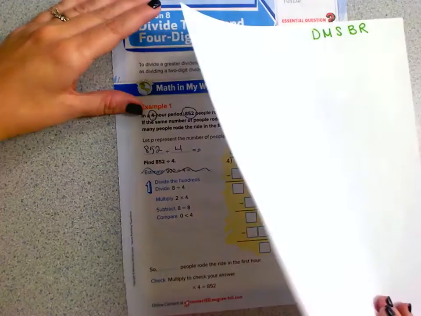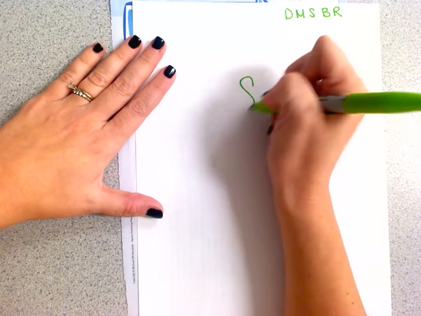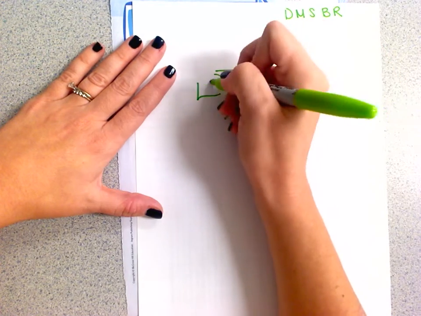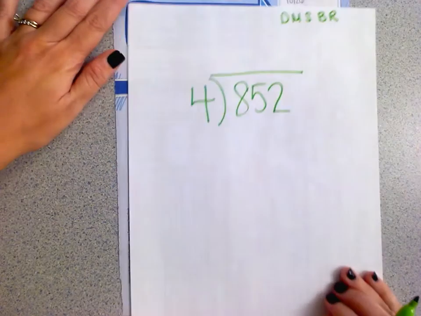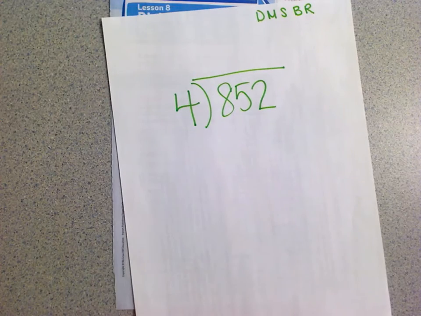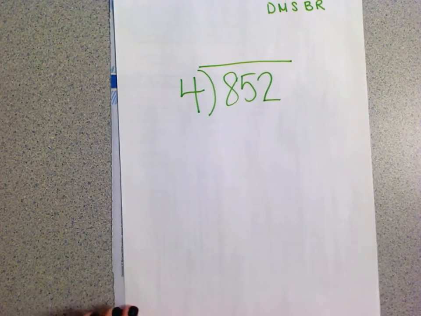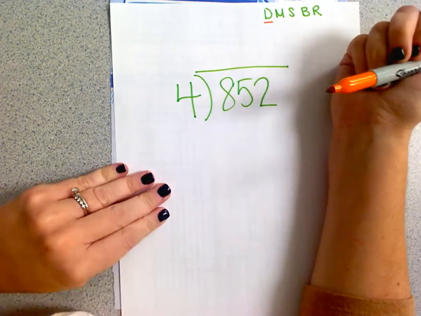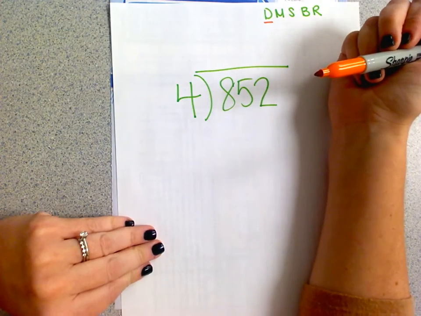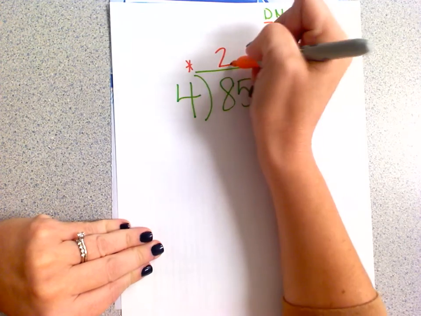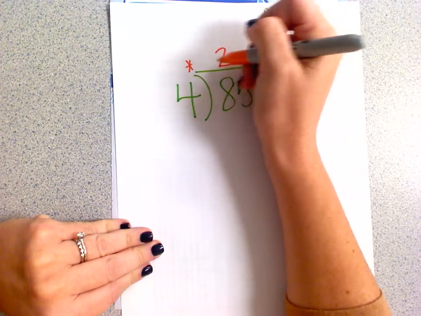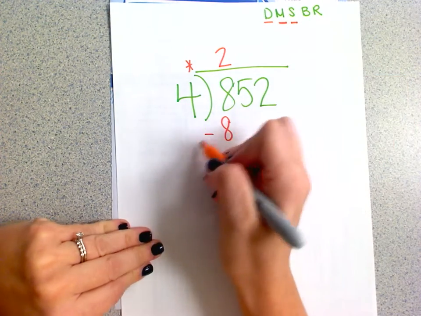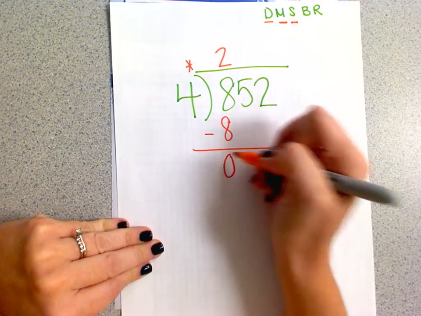Okay, our problem is 852 divided by 4. And we're going to get started here. First step is to divide. Ask yourself the question, how many times can 4 go into 8? Perfectly 2 times. Multiply. 4 times 2 equals 8. Next step, subtract. 8 minus 8 is 0.